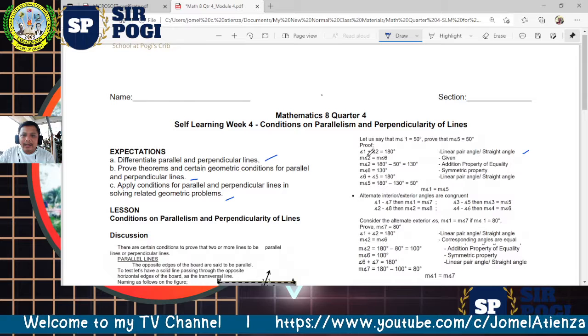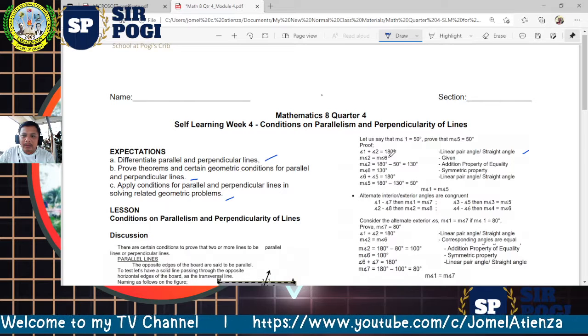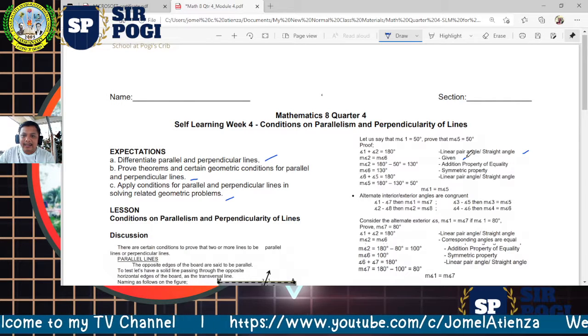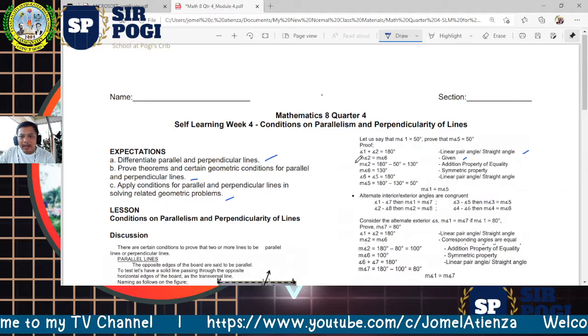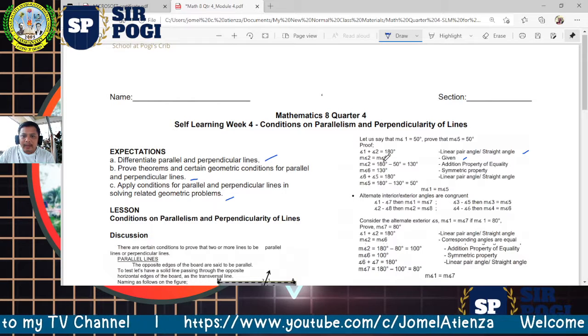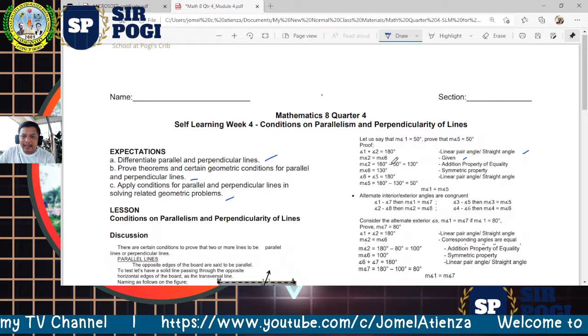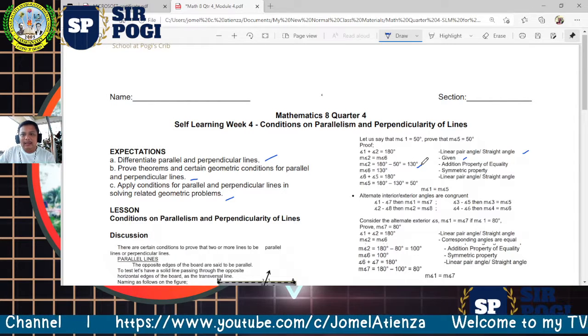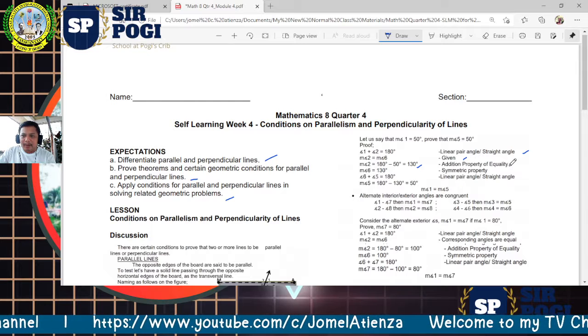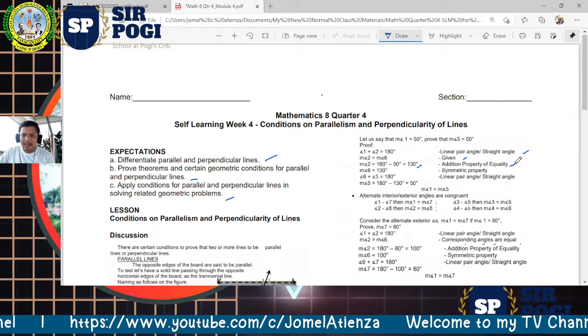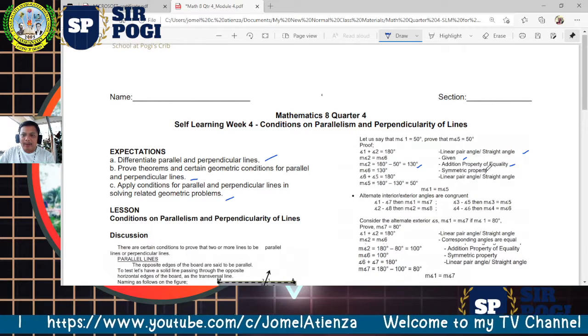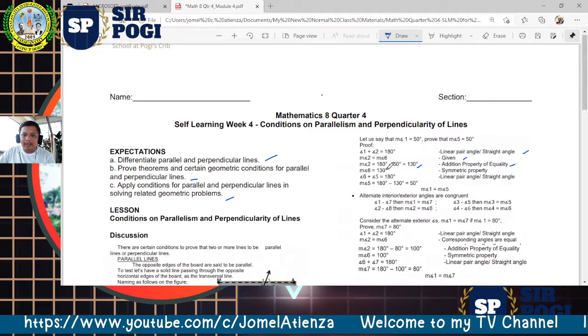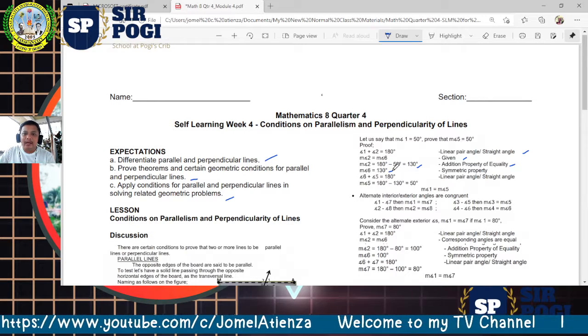Okay? Then the measure of angle 2 is equal to the measure of angle 6, and that is given. And then the measure of angle 2 is equal to 180 degrees minus 50. So therefore, 130 degrees po siya. So addition property of equality. Then in the symmetric property, the measure of angle 6 is equal to 130 degrees.